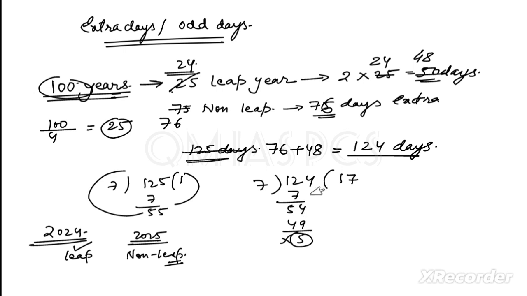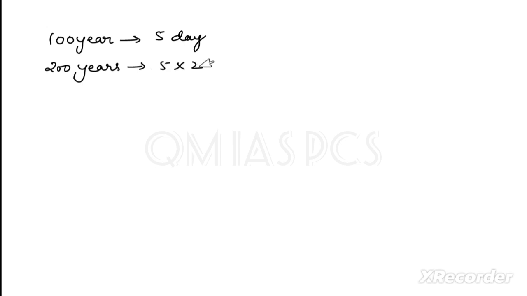So what concept are we getting from this one? The concept is that for 100 years, or say 1 century, there will be 5 extra days, or 5 odd days. For 200 years, it will be 5 multiplied by 2. Obviously for 100 years it is 5 days, so 200 years will be 5 multiplied by 2, that means 10 days.